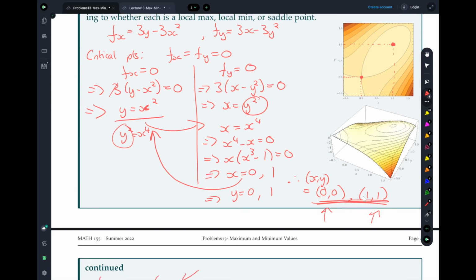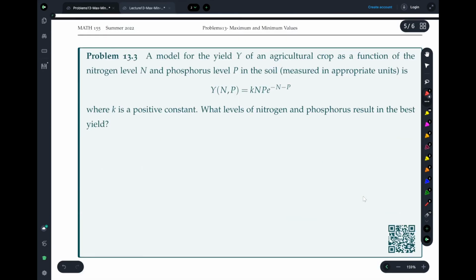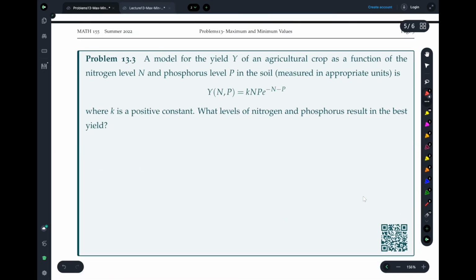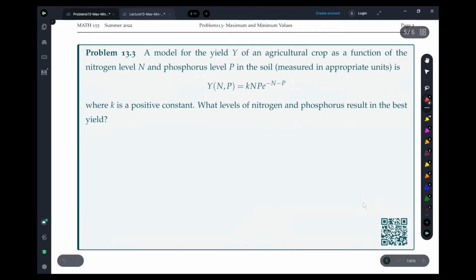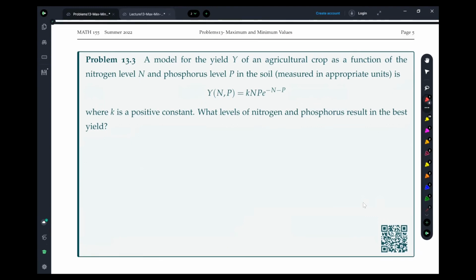Okay, let's go on to a slightly more interesting example. So I mentioned at the start that the reason we care about many of these things in a biological context is that we want to maximize or minimize some quantity. From an evolutionary perspective, you might want to maximize fitness. From an agricultural perspective, like in this question here, we might want to maximize the yield of a crop when we're putting in different types of nutrients.